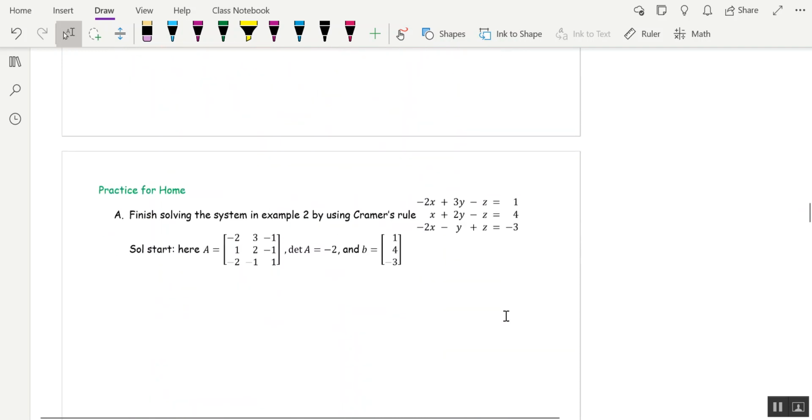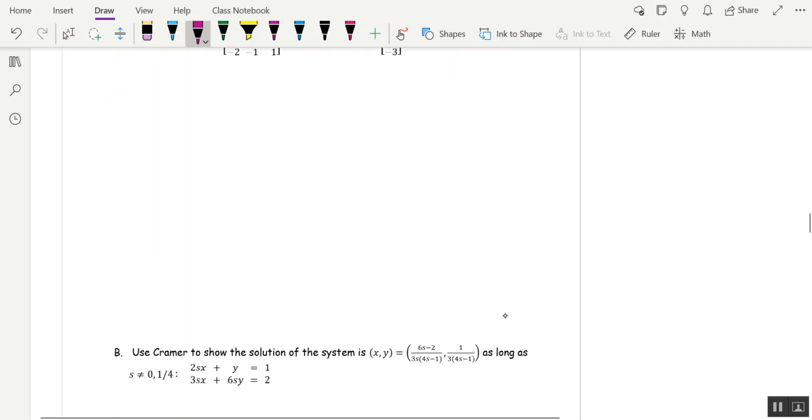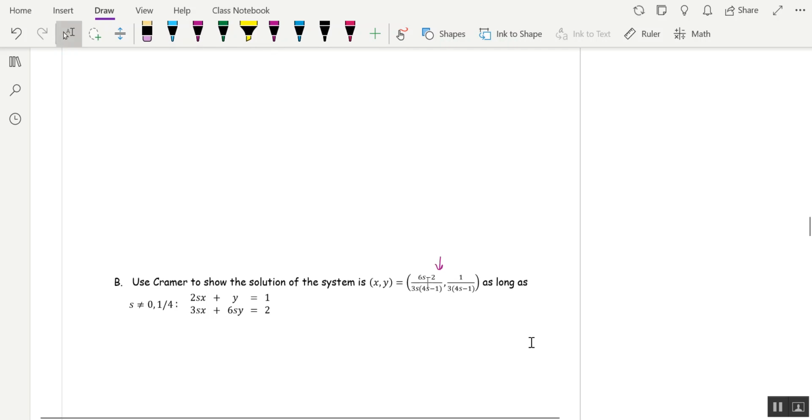You got a couple of practice problems. You need to finish the system in example 2, and then I gave you one that's just like one of your homework problems. The answers built in show that the solution to this system using Cramer's rule is this. So here's the answer, and you're going to use Cramer's rule. All right, and that is the end.